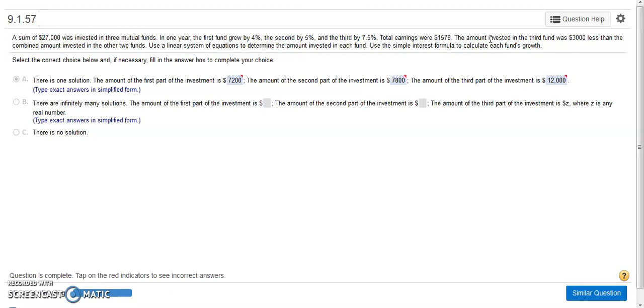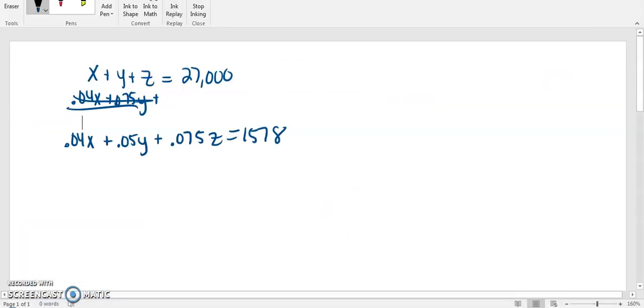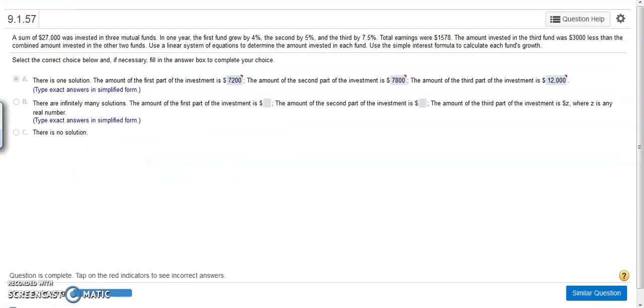than the combined amount invested in the other two funds. So the amount invested in the third fund, so z, is 3,000 less than, so you're going to subtract 3,000 of the combined x plus y. So it's 3,000 less than the combined amount invested in the other two funds. So you add up x and y and then subtract 3,000.